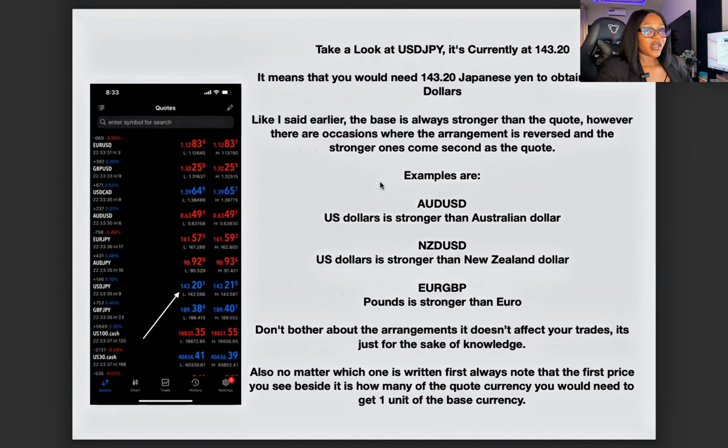Now, the few exceptions that do not follow that normal arrangement are AUD USD, NZD USD, and Euro GBP. One thing you would notice about these pairs that don't follow that arrangement of the base currency being the stronger and the quote being the weaker is that the number beside them usually starts from a 0. You see 0 points, like AUD USD, for instance. If you look at it, the number there is 0.6349. That is because the arrangement is not following the base and quote stronger and weaker arrangement. So that's one thing that you always notice about them.